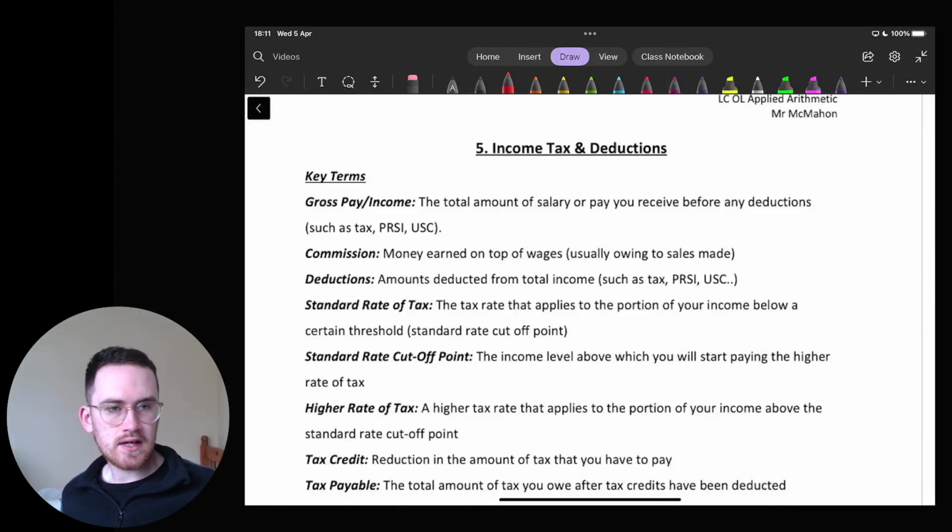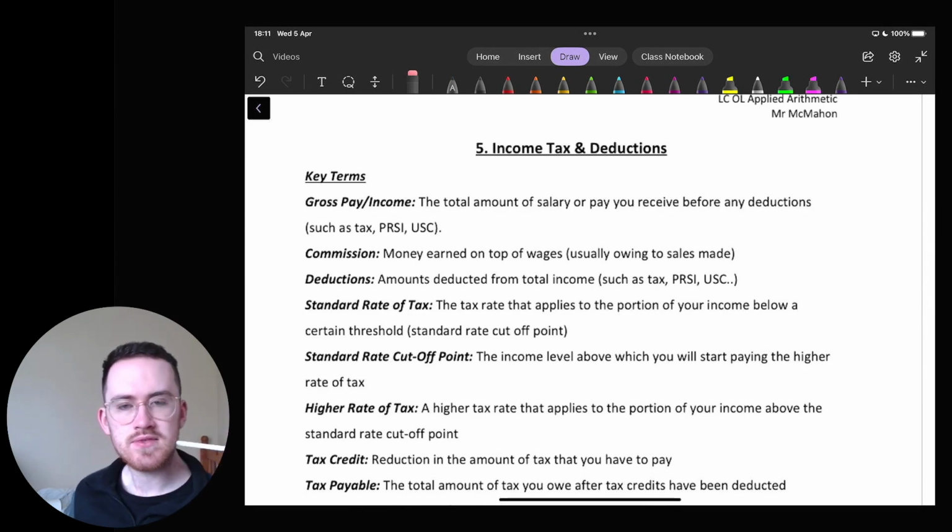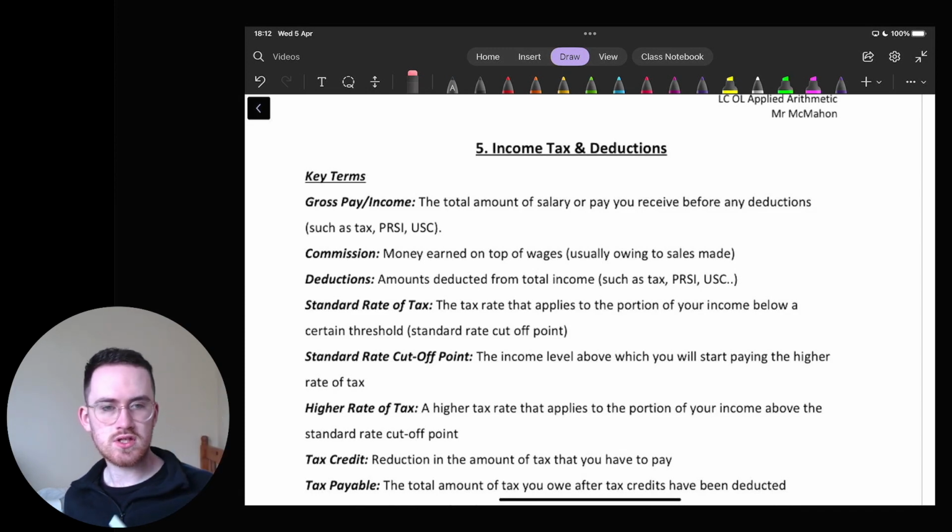Right, so let's look at income tax and deductions. We've some key terms here, the ones that are in your notes anyway. They're ones to have a read through: things like gross pay, commission, deductions, standard rate, cutoff point. All of these things are really, really important when you're answering these questions.